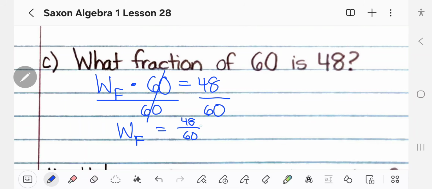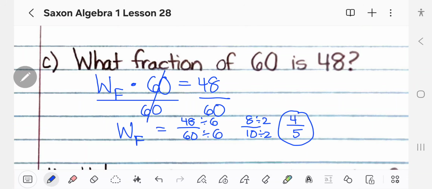Now I'm going to divide both of those. Let's see, what are they divisible by? How about we divide by 6? Or you could do 2 and then 3. How many 6's are in 48? There's 8. How many 6's in 60? There's 10. Oh, I can do it again, can't I? That's because 12 would have gone into it. So our answer for C is 4/5.